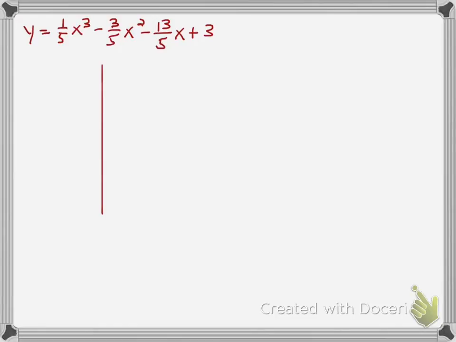All right, so this polynomial is going to be y equals 1/5 x cubed minus 3/5 x squared minus 13/5 x plus 3. If at any point you want to graph this and take a look at the picture, you can. I'm once again just going to draw rough pictures up here, just some of the important pieces of information.